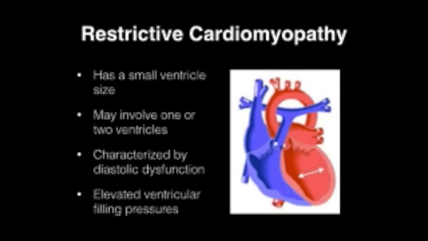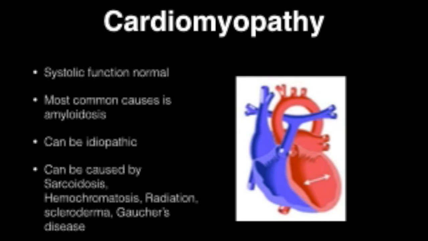The thing that I would keep in the back of your mind for the exam is amyloidosis is the leading cause. Again, with any of these, when we're looking at the causes, I'm not necessarily trying to have you remember the whole entire laundry list and be able to list them out. I'd be able to recognize them. The other causes: it can be idiopathic, or caused by sarcoidosis, hemochromatosis, radiation, scleroderma, and Gaucher's disease.